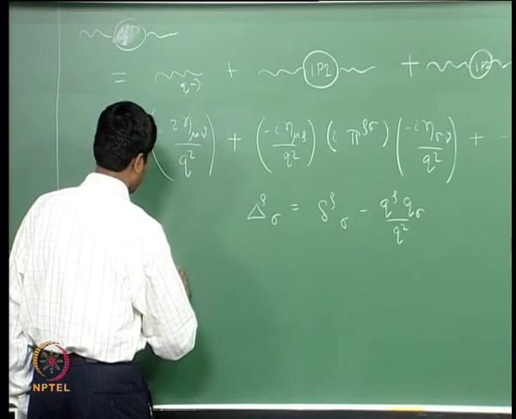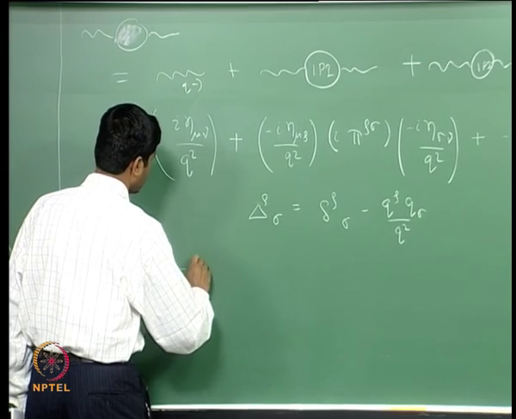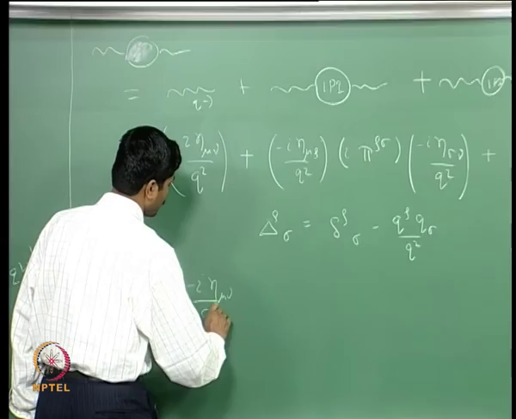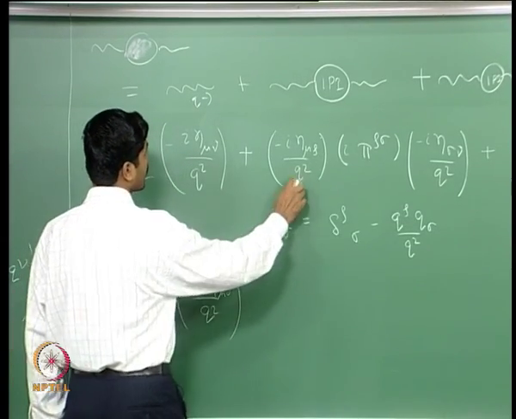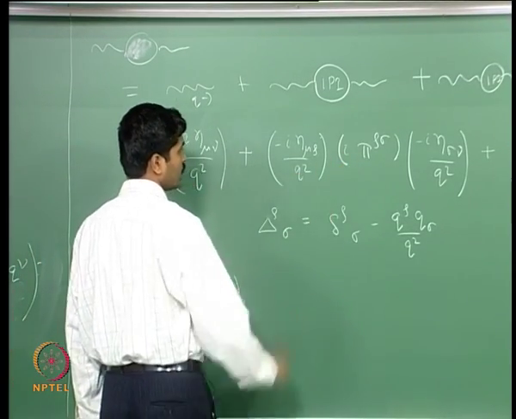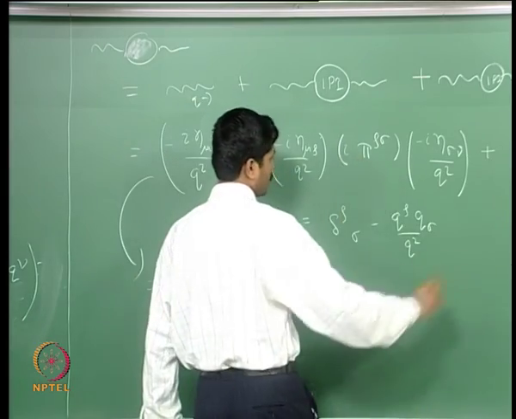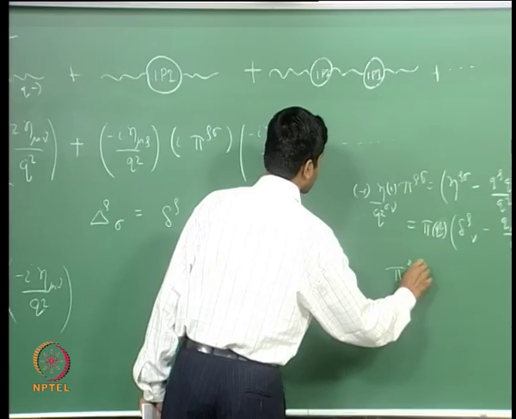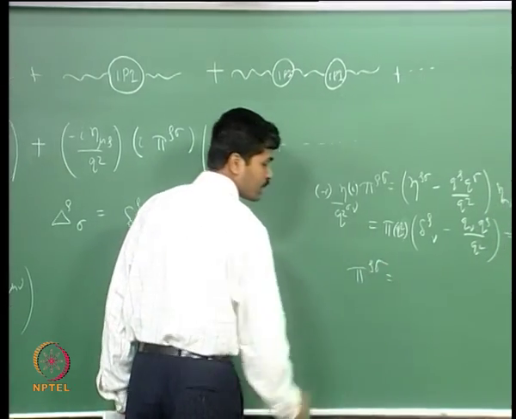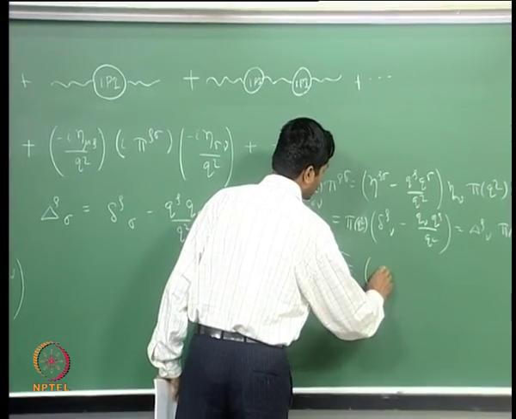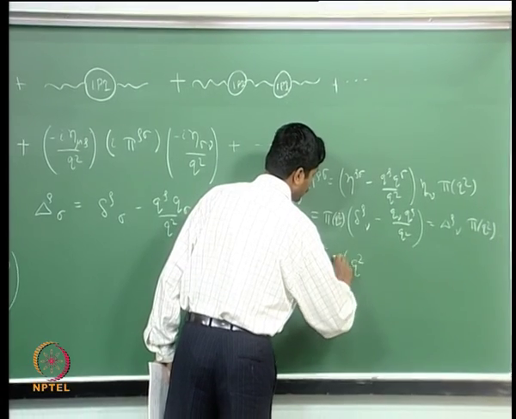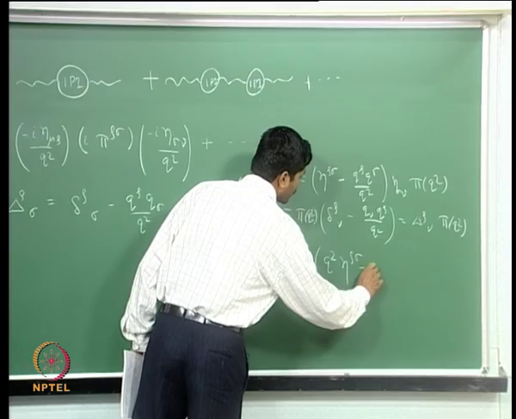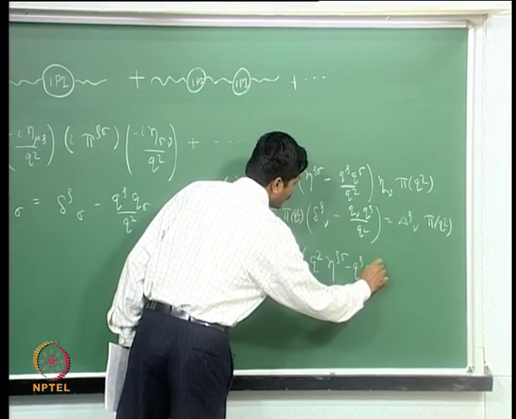So, if this is my δ_ρσ, then this term here is given by: the first term is going to remain as it is, so it is i η_μν divided by q², and the second term, to emphasize what I said, I denote π_ρσ. I know π_ρσ can only take this form. It can be given by q² η_ρσ minus q_ρ q_σ.